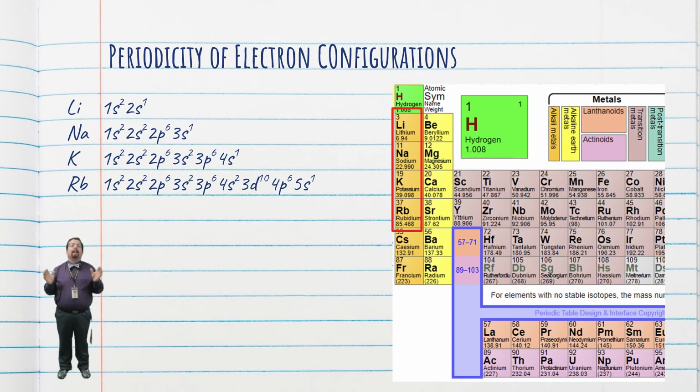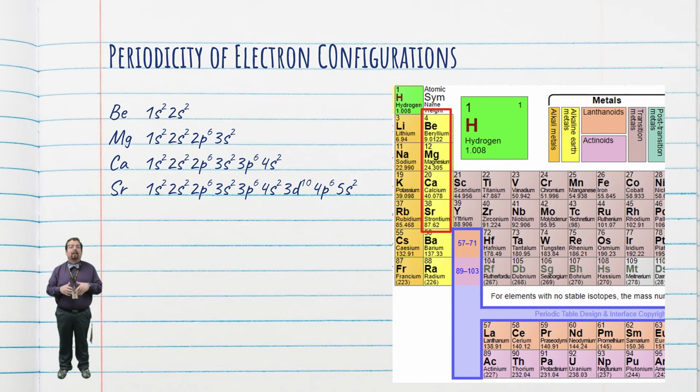Here are all of the electron configurations for the first 4 alkali metals, or metals in group 1A of the periodic table. Notice something about them? They all end in an s1 subshell. In fact, they all even have only 1 valence electron. Maybe that's a fluke. Let's look at another group.